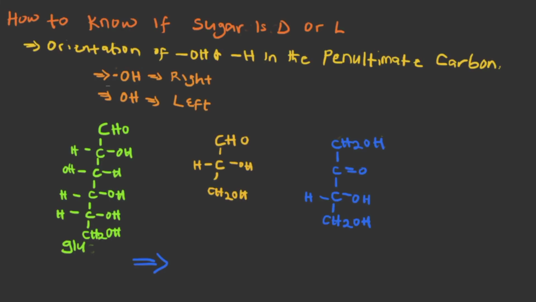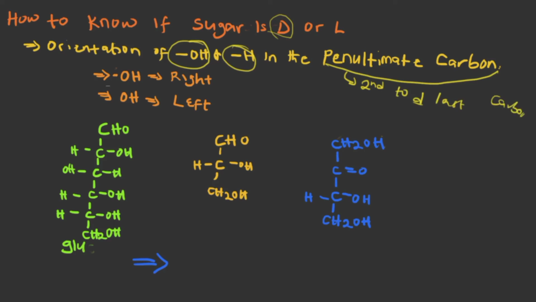So let's see how we can know if a sugar is D, that means it rotates the plane polarized light to the right, or is L, meaning that it rotates the plane polarized light to the left. We can know whether a sugar is D or L by the orientation of our hydroxyl group and our hydrogen in the penultimate carbon. And what do we mean by penultimate carbon? We mean the second to the last carbon in the monosaccharide.